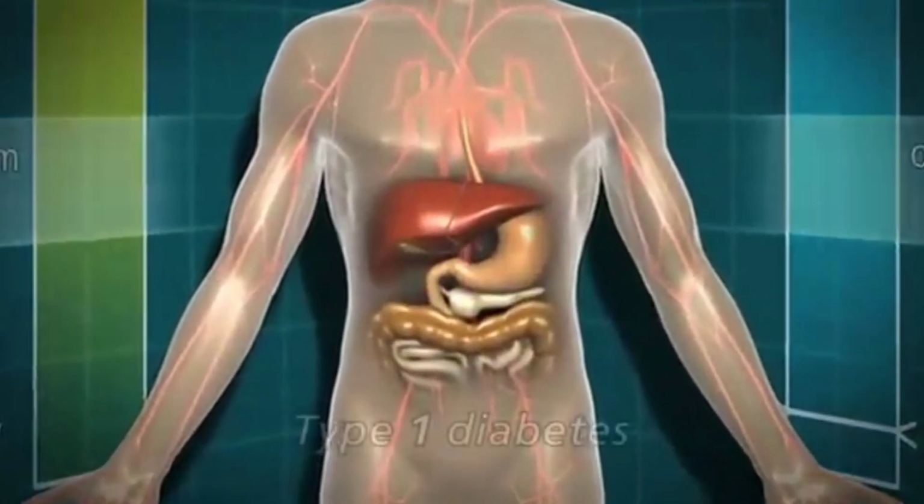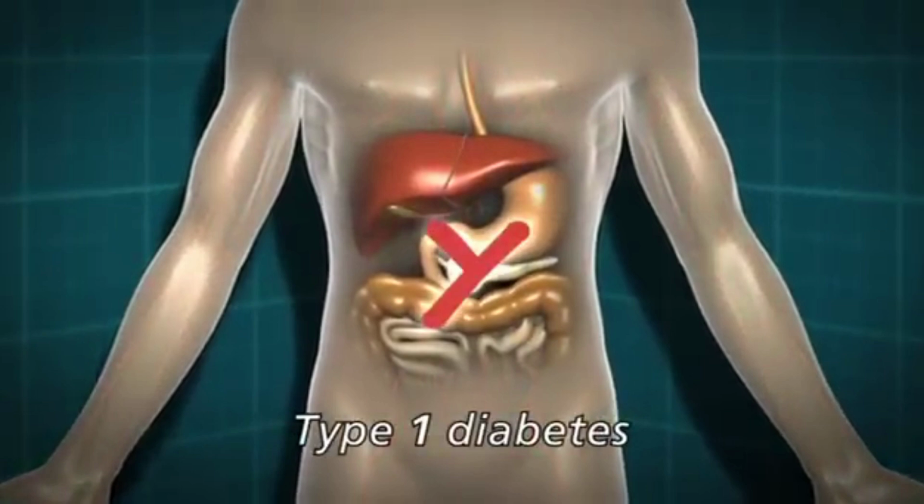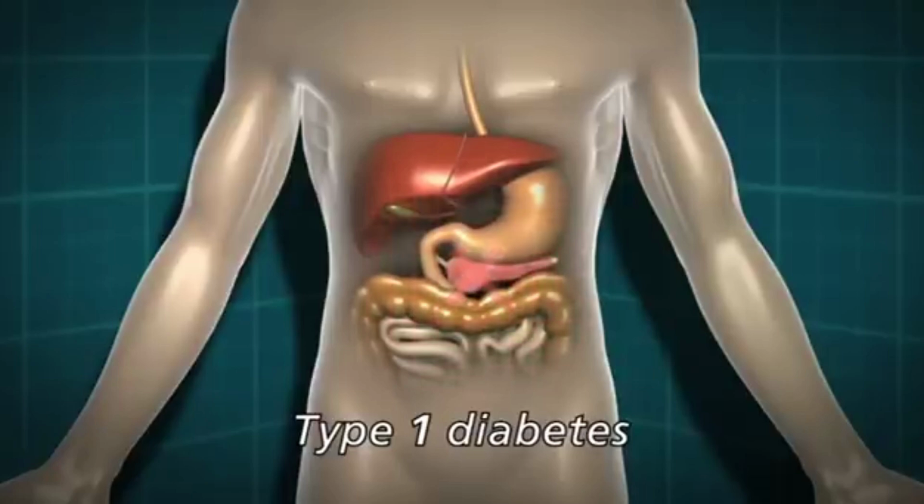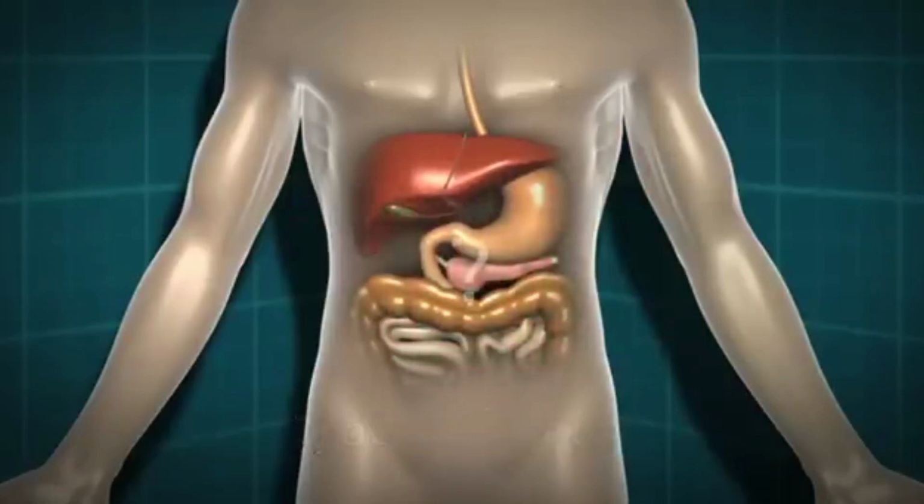In type 1 diabetes, the body isn't making any insulin at all. This is because of an autoimmune response whereby the body has destroyed the insulin producing cells in the pancreas. We don't entirely know why that happens in some people and not in others.